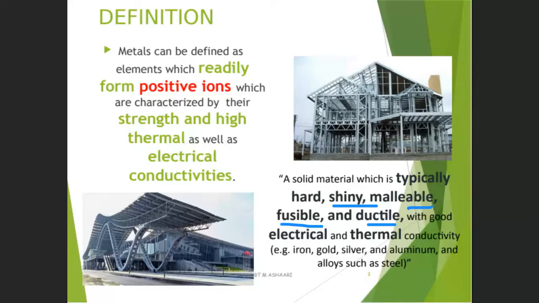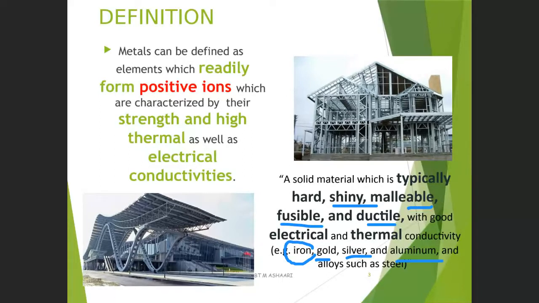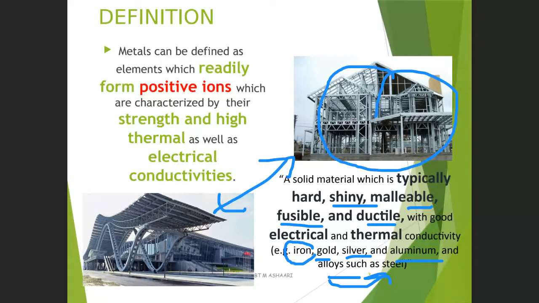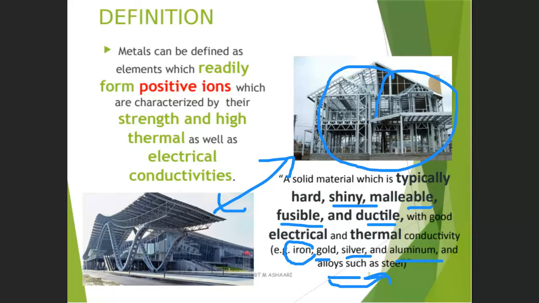We have iron, copper, silver, aluminium alloy, and one example is steel. Steel is actually a combination of iron plus carbon. Look at this photo. These two are examples of the application of steel in construction. Steel is one product under the category of metal that can be used for structures that receive load. What we learned before under concrete is that steel gives tensile strength to the concrete, and it can also be used as a load-bearing structure.